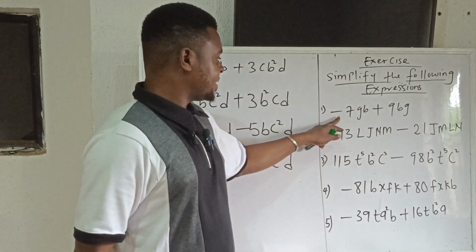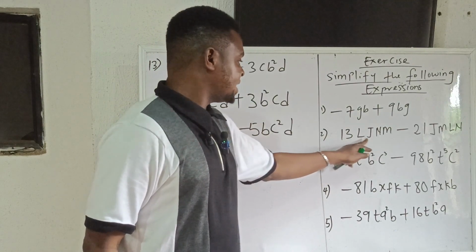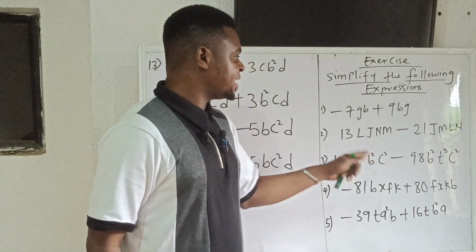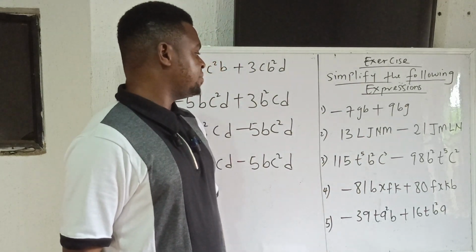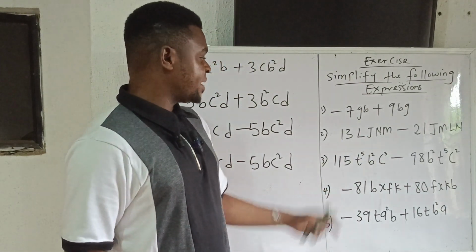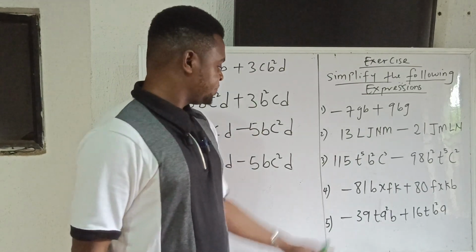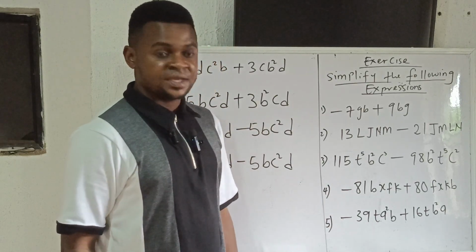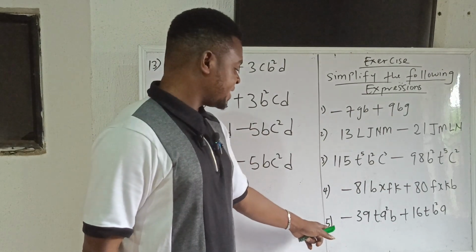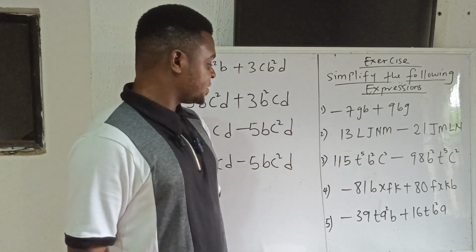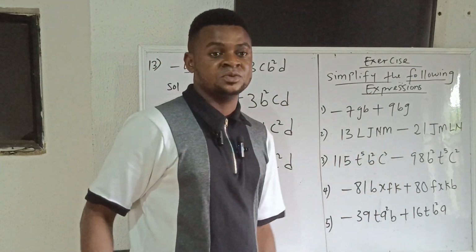So from here, the first one is minus 7gb plus 9bg. Number 2, 13ljnm minus 21jmln. Number 3, 115t raised to the power of 5 b2 c raised to the power of 3 minus 98b raised to the power of 2 t raised to the power of 5 c raised to the power of 2. Number 4, minus 81bxfk plus 80fskb. Then lastly, number 5, minus 39ta raised to the power of 2b plus 16tb squared a. Those are the questions you need to simplify.